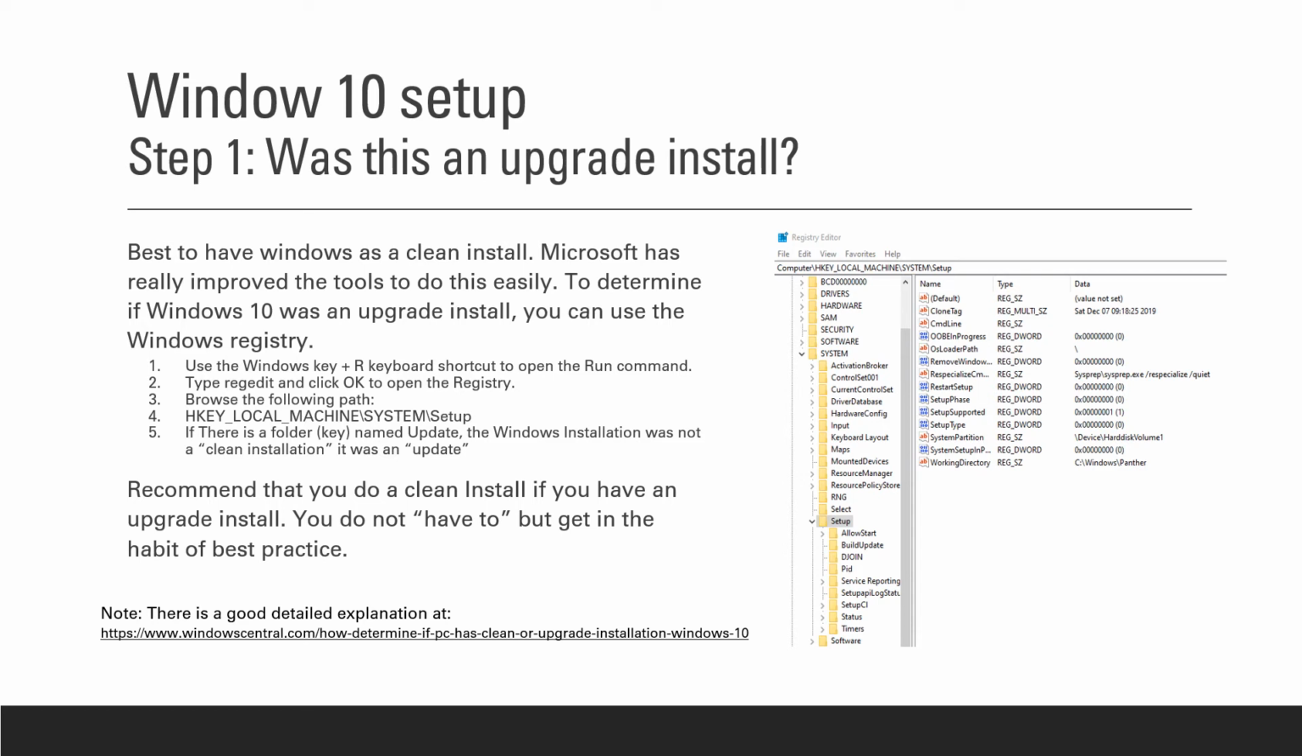Again, why not get in the habit of best practice? If you have any trouble following these instructions, you can see I've attached a link from Windows Central in the text that you can use to do this. So go ahead, take a look and see if you're an upgrade install. If you are, why don't you go ahead and make it a clean install.